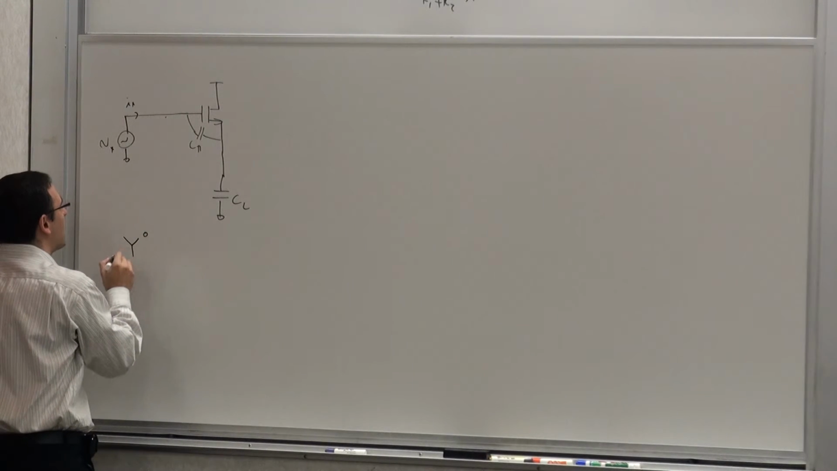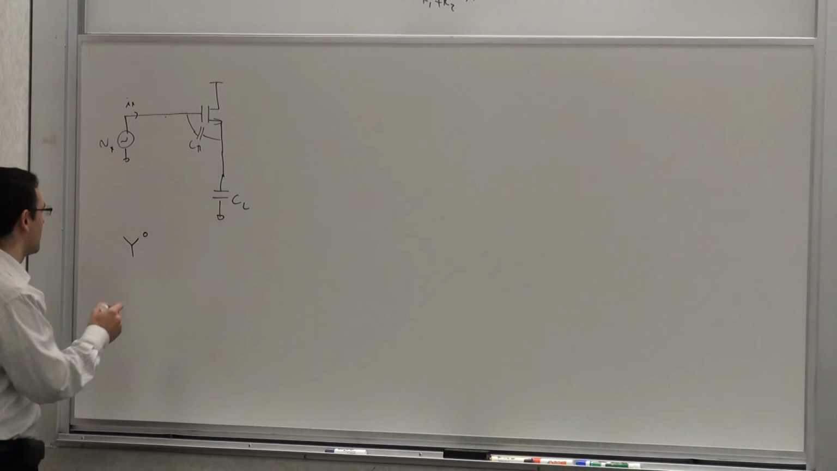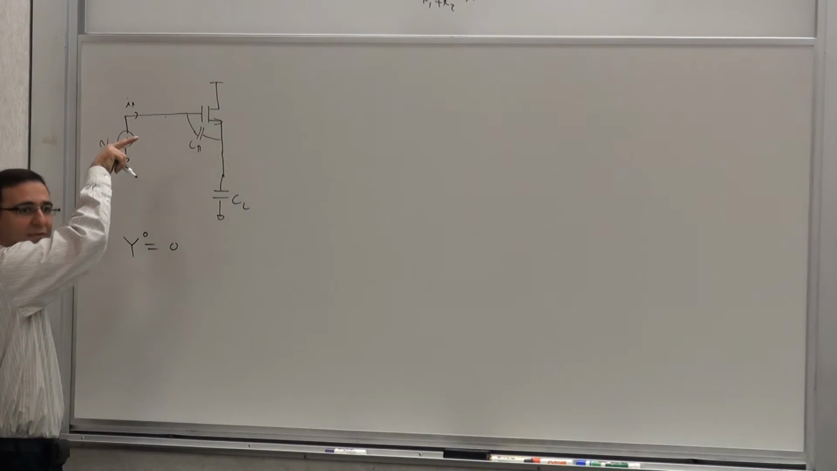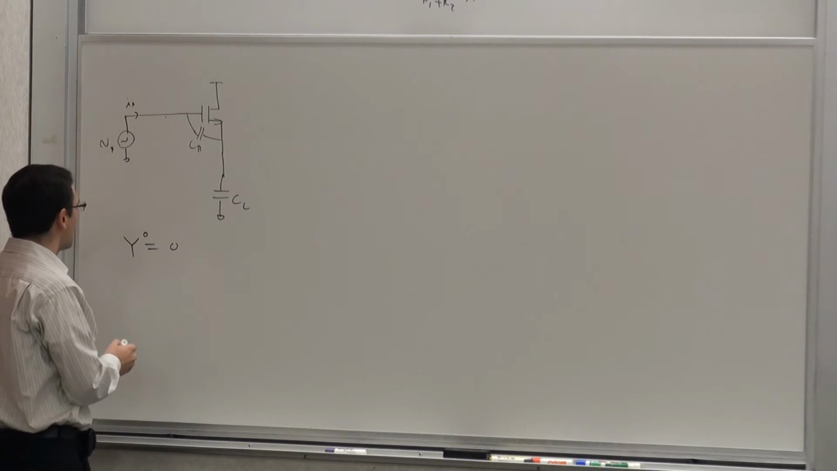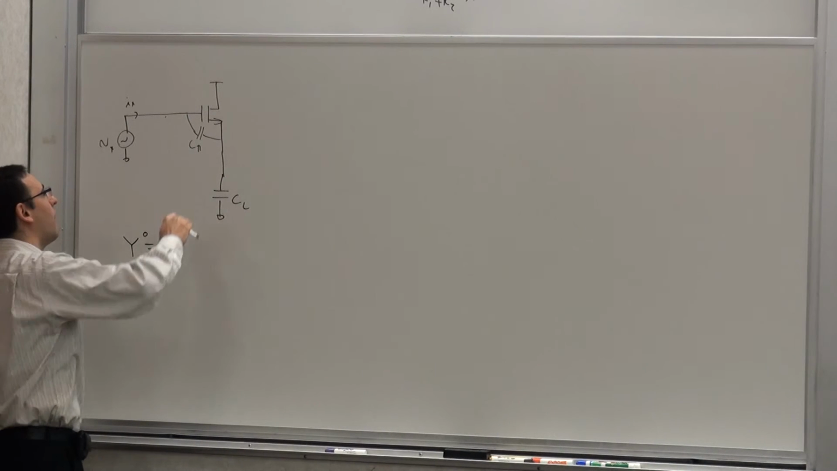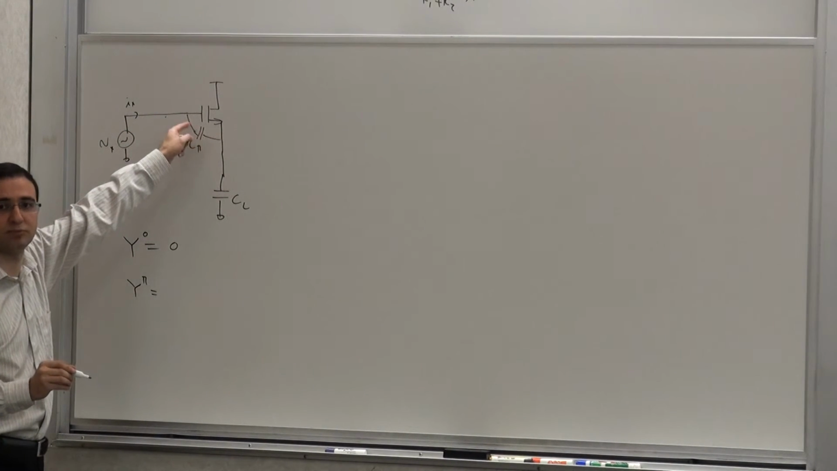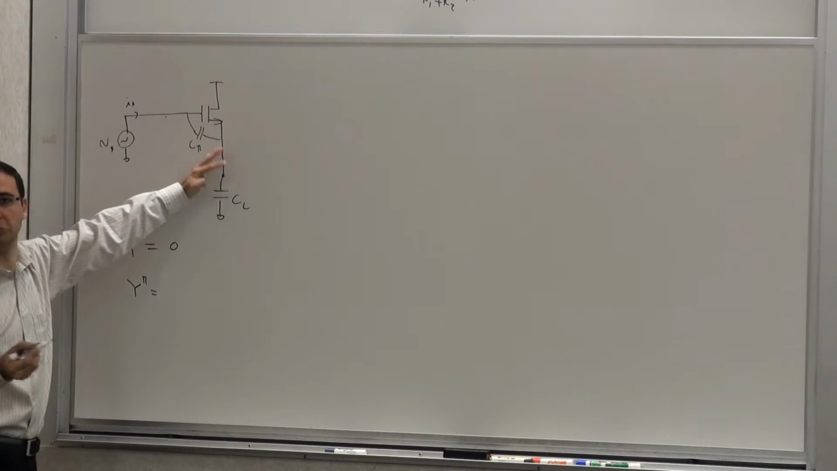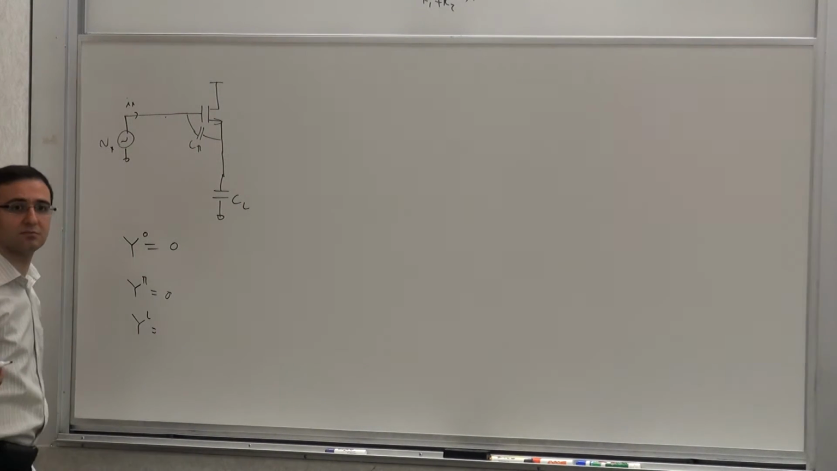So first, I have to determine the Y naught. What is Y0? Basically, when all the capacitors are 0 or open. What is it? 0, right? Because the input resistance is infinity. It's the input conductance. There's no current flowing through here. So Y0 is 0. Now, is there any Y that's non-zero? How about Y pi? Do I see non-zero current if C pi is shorted and this one's open? No. So it's 0. What if CL is shorted and this one is open? Do I see anything? Still no.